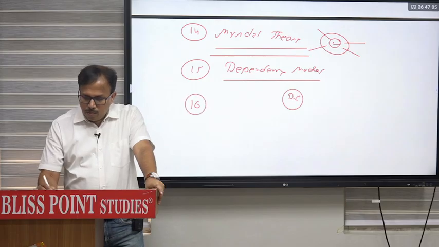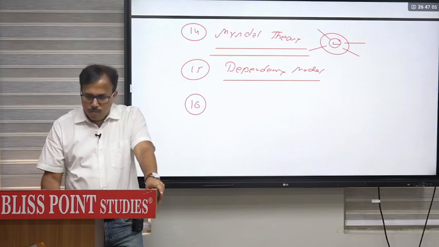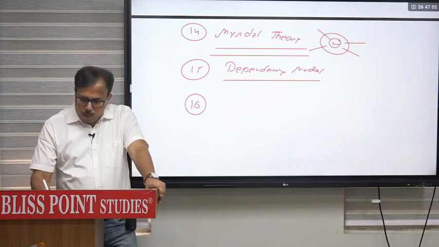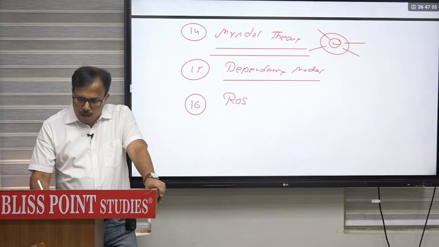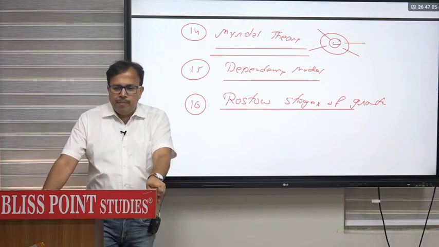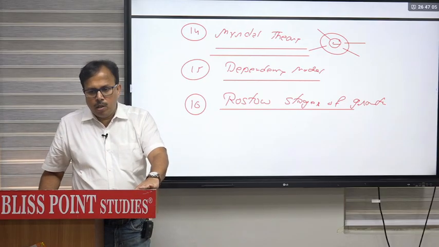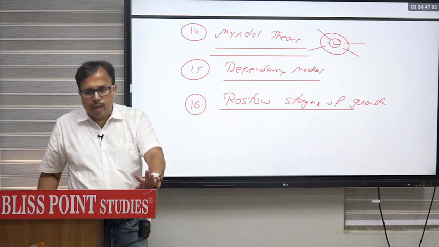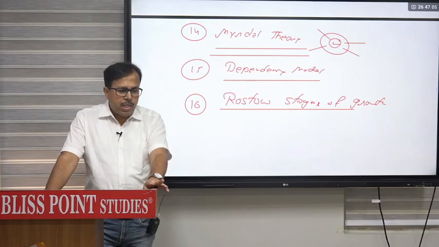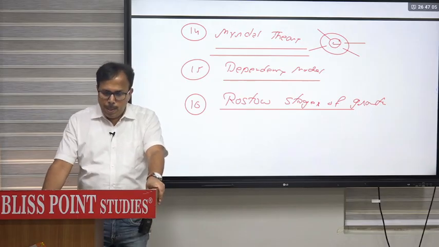16th, Rostow's stages of growth. Rostow has basically given the historical view that in a growth process, an economy passes through 5 different stages. So what were those 5 different stages explained by Rostow?